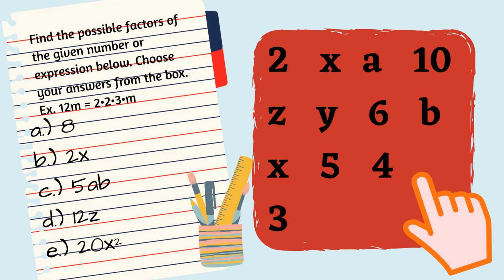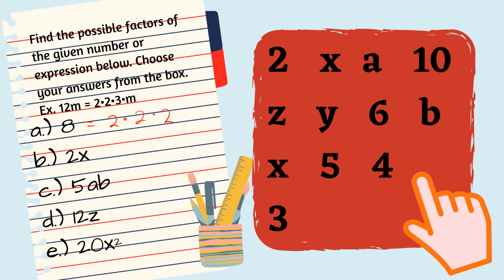So let's now have this. Ang gagawin naman natin dito is to find the possible factors of the given expressions below. So, ganun din. We can choose from the box kung ano yung mga possible factors niya. So, let's begin with 8. Itong 8, ang dali lang, no? Dapat prime numbers din, ano? So, this will be 2 times 2 times 2. Okay? So, that will be equal to 8.